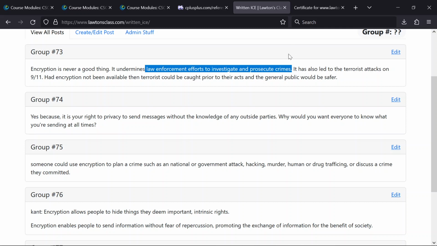Prosecuting crimes, because people saying bad things, trying to commit crimes with each other, are going to try to use encryption, obviously. So it'd be nice to be able to break into that somehow. Led to terrorist attacks. Had encryption not been available, terrorists could have been caught prior to their acts. If you were able to sift through all the messages, absolutely, you could definitely find people who would have committed crimes. You can get them behind bars before they would do it.